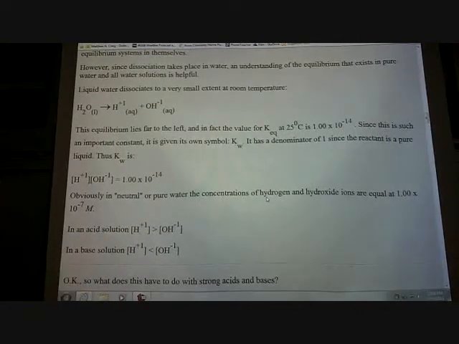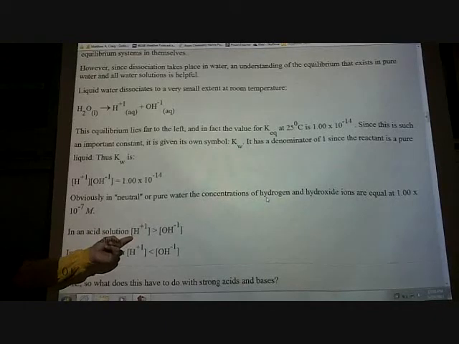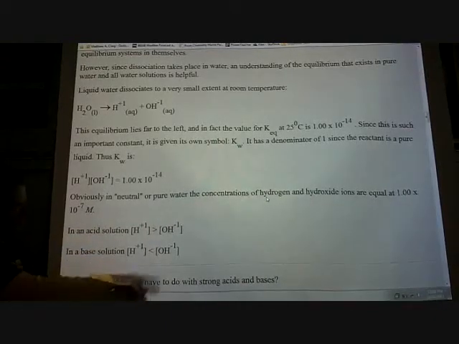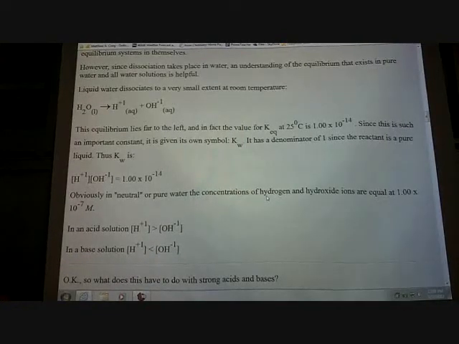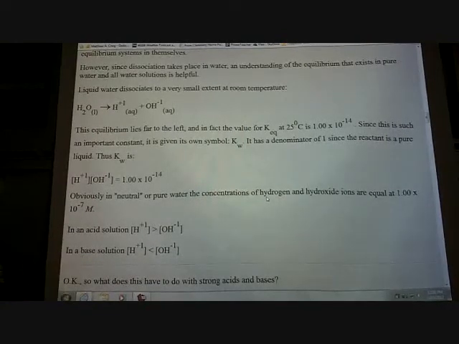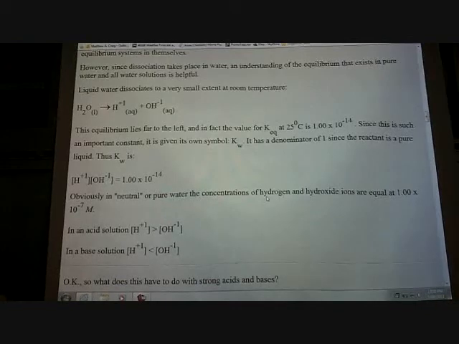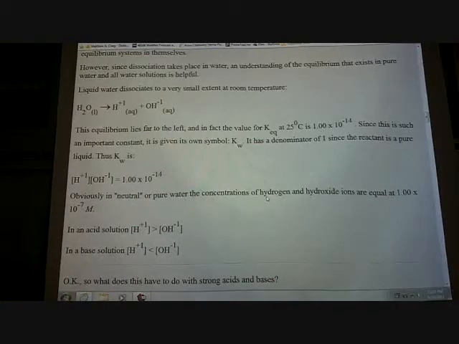Really important, if you have an acidic solution, that means you have more hydrogen ions than hydroxide. If it's a basic solution, you have more hydroxide than hydrogen. If you want to put a star next to that, highlight that. That's some good information. You'll see it on the homework tonight. So if you have a hydrogen concentration that's pretty high versus a hydroxide, you have an acidic solution.